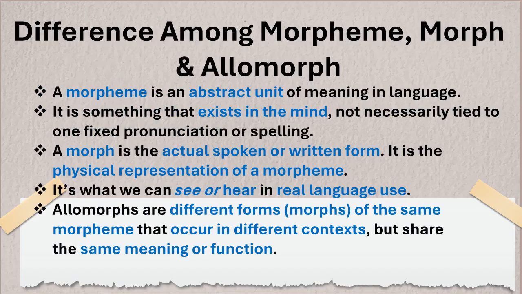First, a morpheme is an abstract unit of meaning in a language. It exists in our minds as the smallest meaningful element. It represents meaning, but it's not tied to any one sound or spelling. Next, a morph is the actual spoken or written form of that morpheme. It's the physical expression, what we can actually hear or see in real language use. And finally, allomorphs are different forms, or morphs, of the same morpheme that occur in different contexts but carry the same meaning or grammatical function.